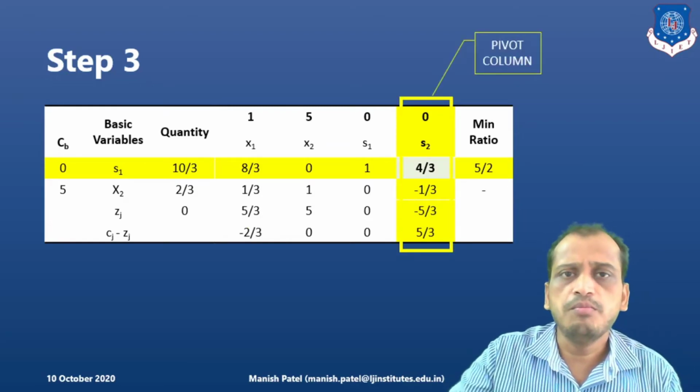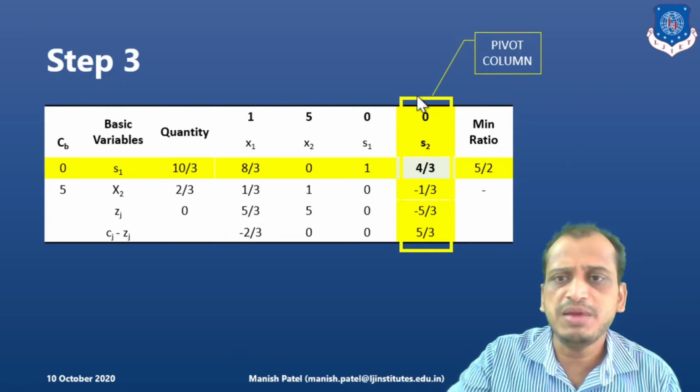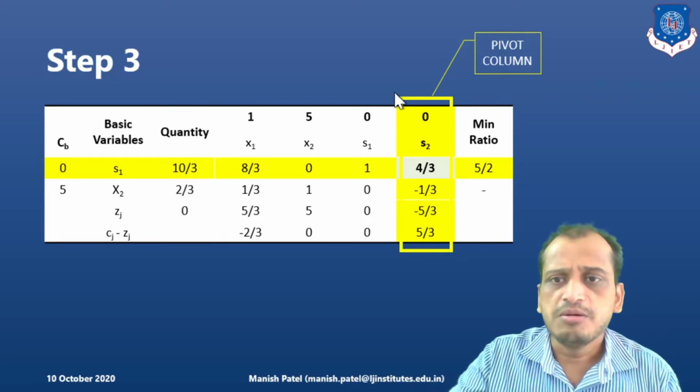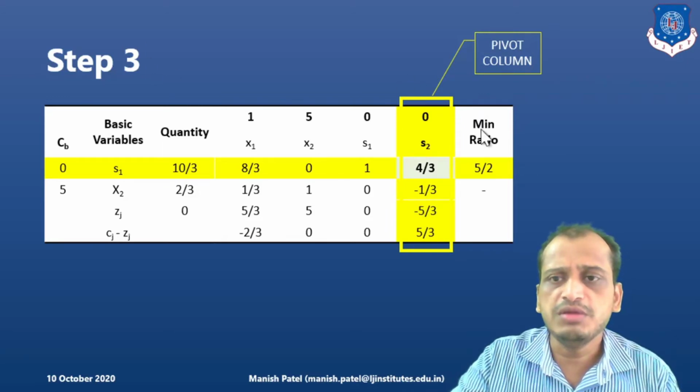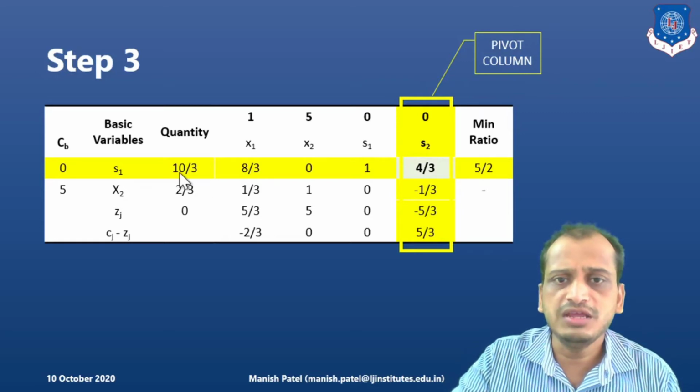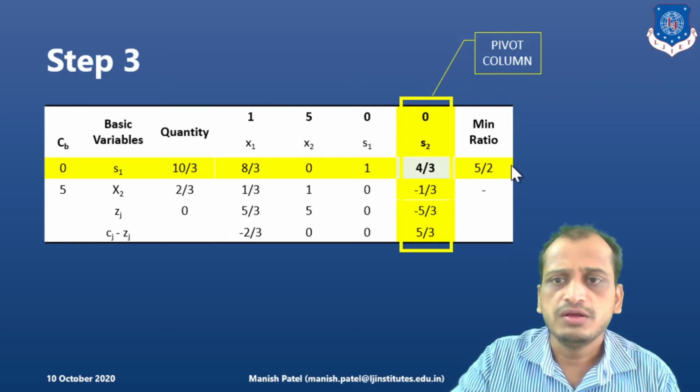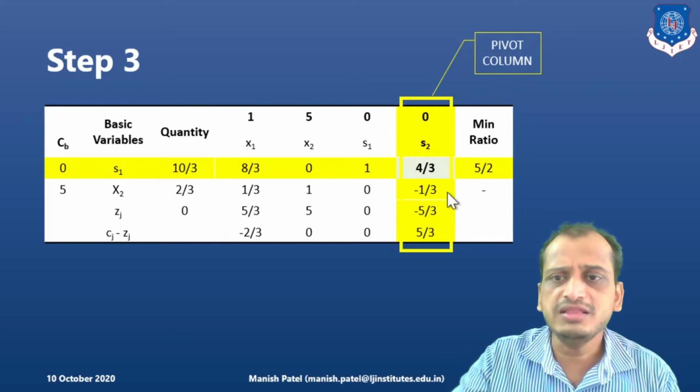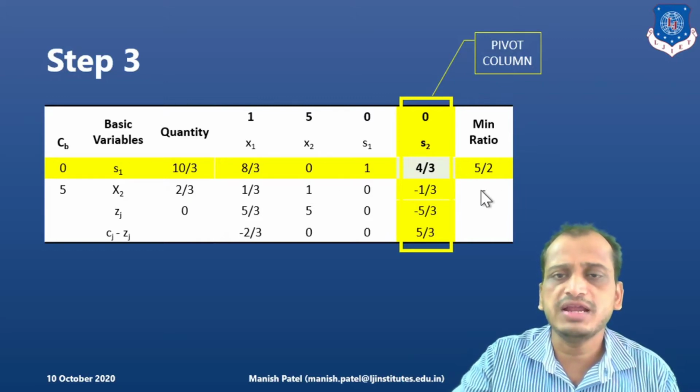That is the maximum positive number. This is the maximum positive number here, 5 by 3, right? Now what is the next step? We divide quantity by this pivot column to get the minimum ratio. So 10 by 3 divided by 5 by 2. Sorry, 10 by 3 divided by 4 by 3, which is 10 by 4, or you can say 5 by 2. Clear? And here you are getting the negative, so we have neglected that.